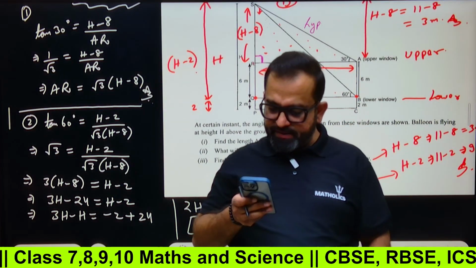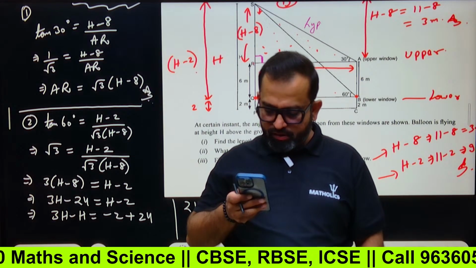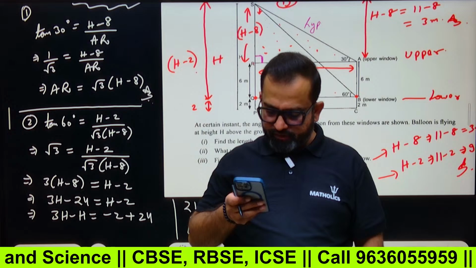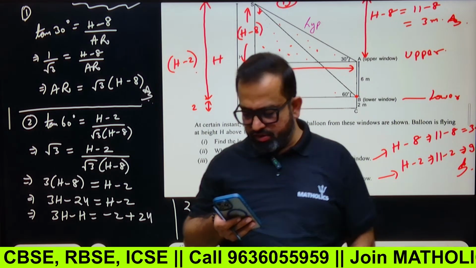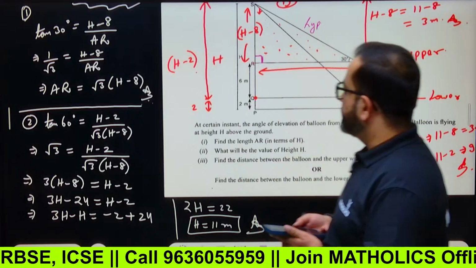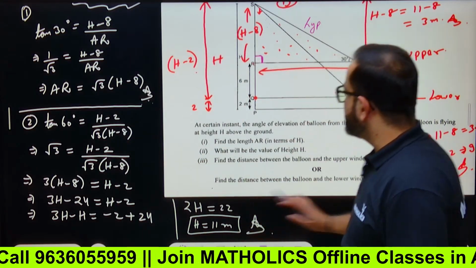Don't worry, we'll be solving science also. So root 3 equals H minus 2 upon this, and we solve it. H will be 11 meters, right?